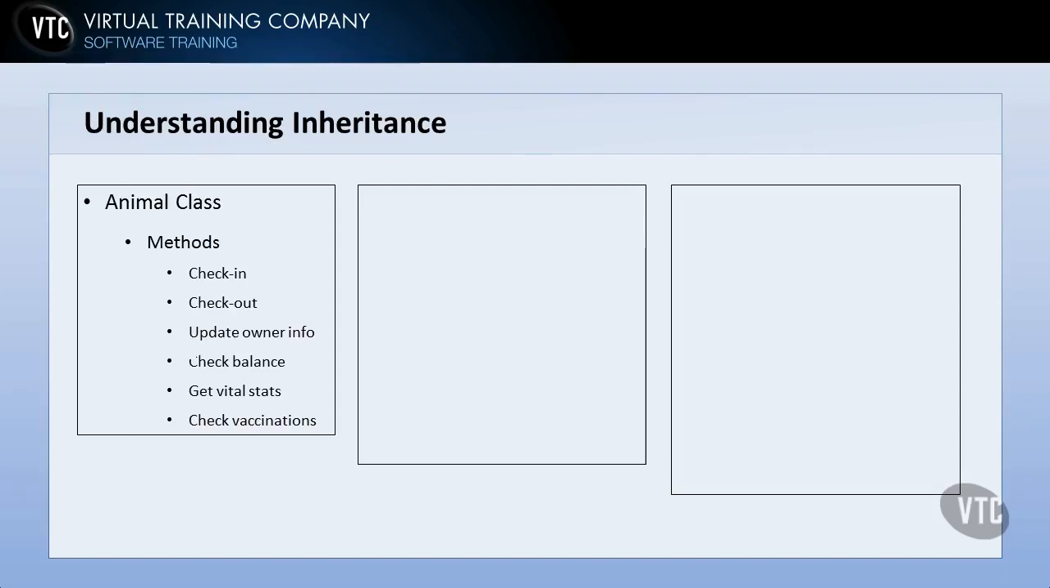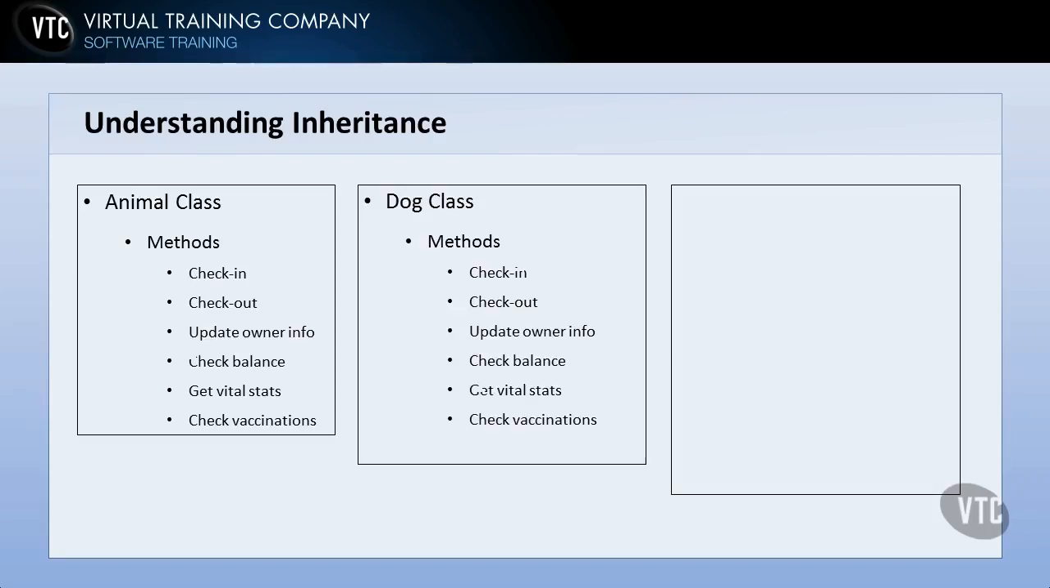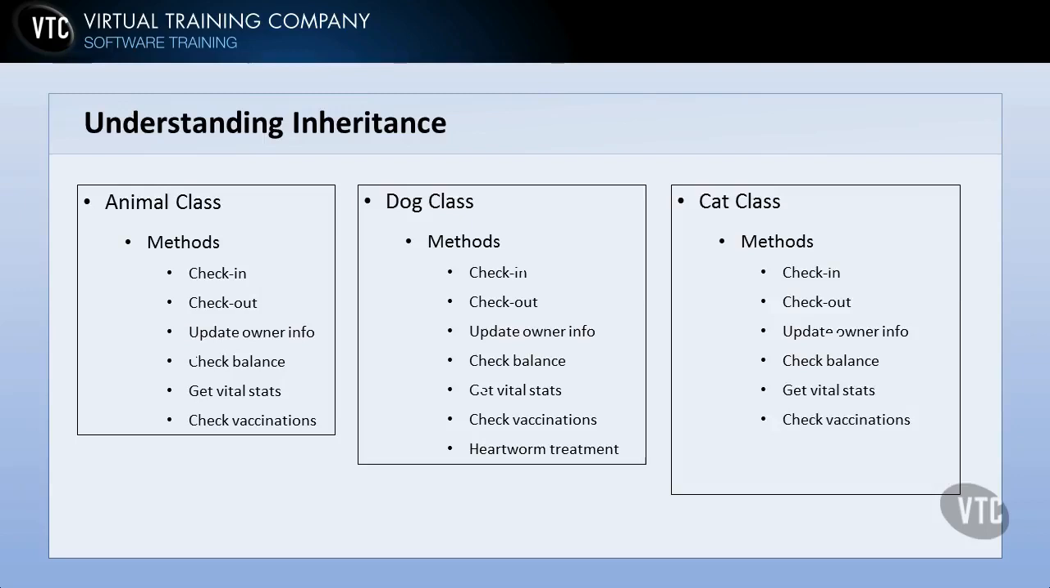On the dog, when a dog comes in, we need to check them in, check them out, update owner information, check that account balance, get vital statistics, check vaccinations, and do heartworm treatments, right? Then when a cat comes in, we need to check them in, check them out, update some owner information, check the balance, get some vital stats, check their vaccinations, do a hairball treatment, and check for feline diseases. Now notice, do you see anything that is the same across here? In the yellow boxes, yes, you certainly can.